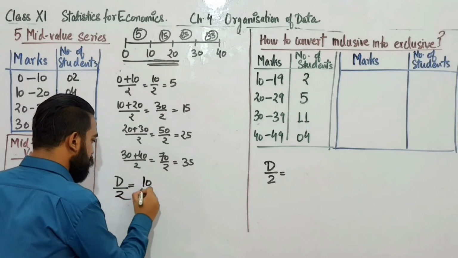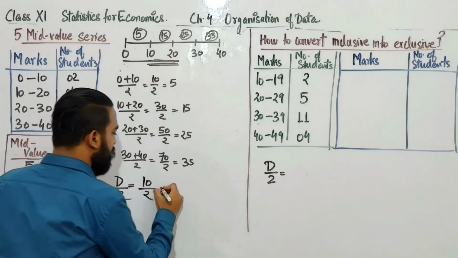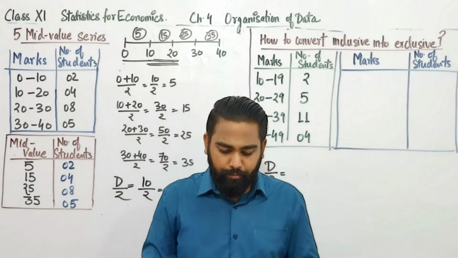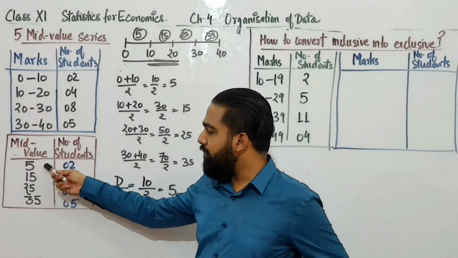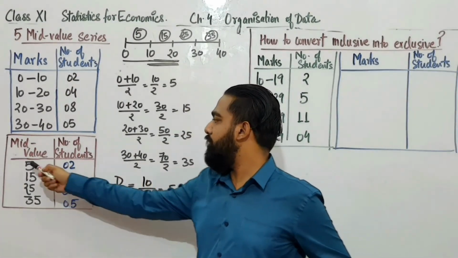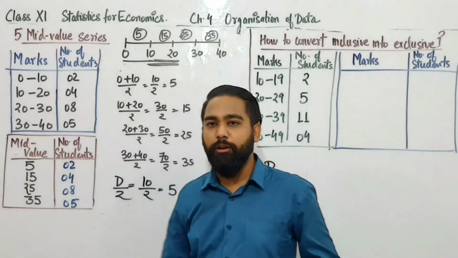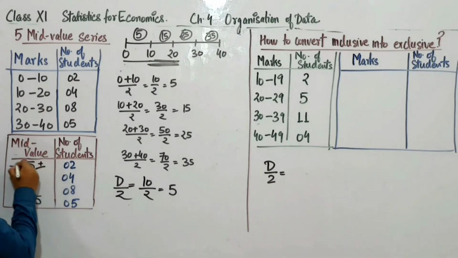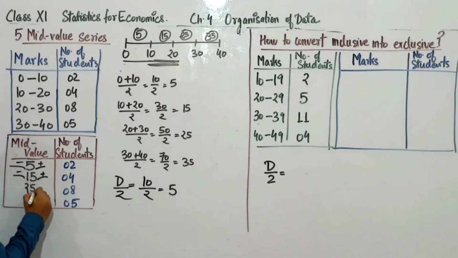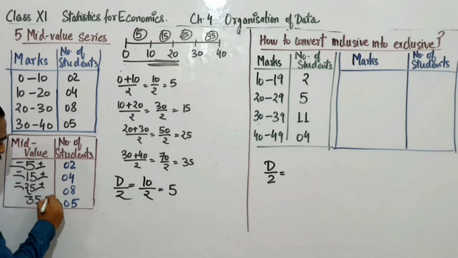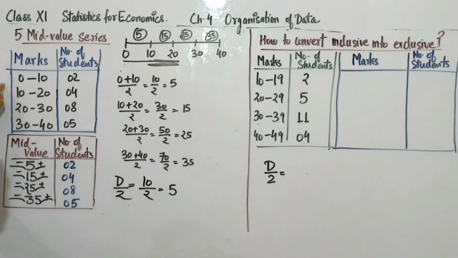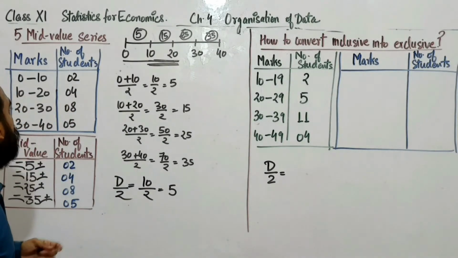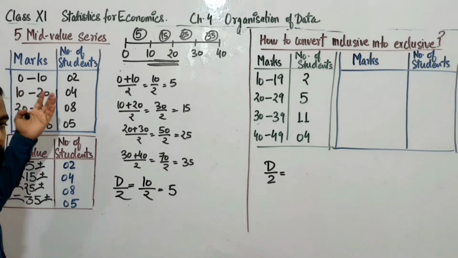Now divide by 2. Whatever comes, you have to add the value to the upper limit and you have to subtract it from the lower limit. Now, add 5, subtract 5. Add 5, subtract 5. Add 5, subtract 5. So these values of exclusive series will come. So that's how you convert mid-value series into an exclusive series.